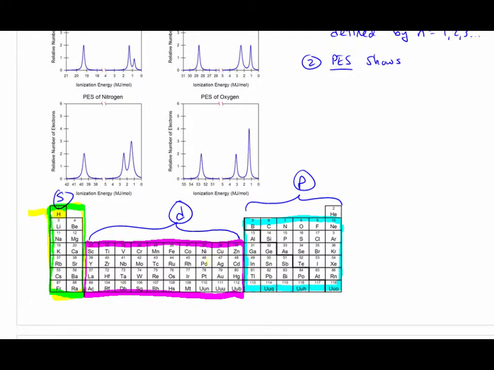All right, so right here is palladium. Palladium would be in the d block, okay? And so that would be some kind of d orbital is what we would call that.